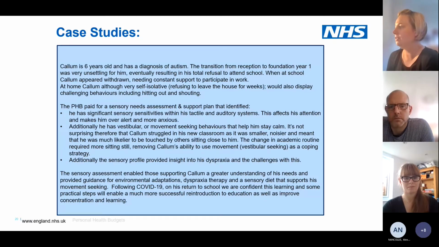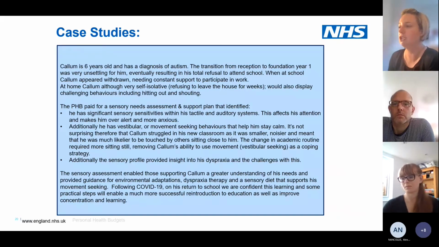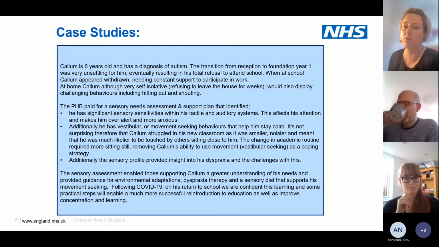A PHB was used to pay for a sensory needs assessment and support plan, and this identified that Callum had significant sensory sensitivities, which affected his attention and made him over alert and more anxious. He had movement-seeking behaviours that helped him to stay calm, so it wasn't surprising that Callum struggled in his new classroom as it was smaller, noisier, and meant that he was much more likely to be touched by others sitting close to him. So the change in academic routine also required more sitting still, removing Callum's ability to use movement as a coping strategy. And the sensory profile also provided insight into his dyspraxia and the challenges with this.